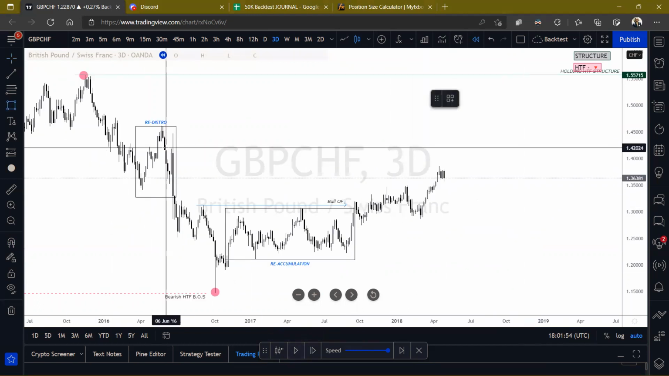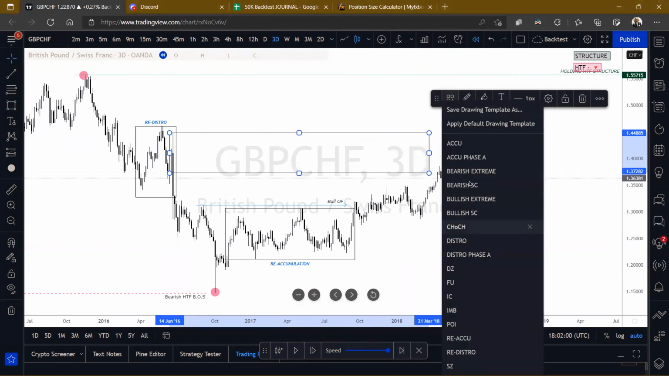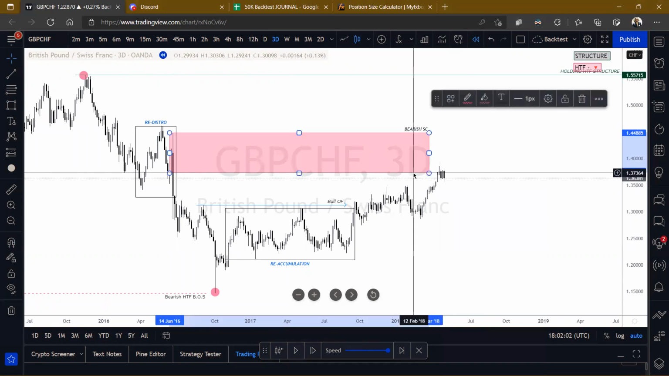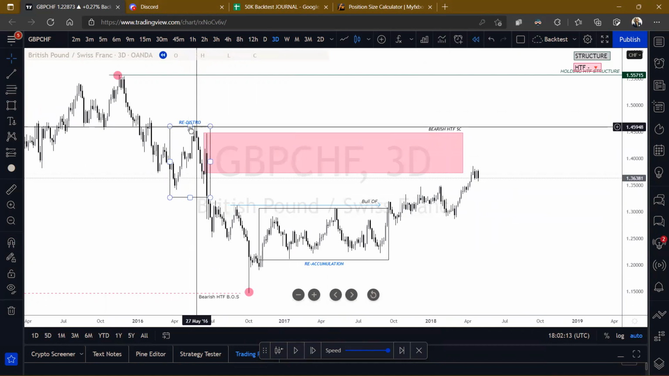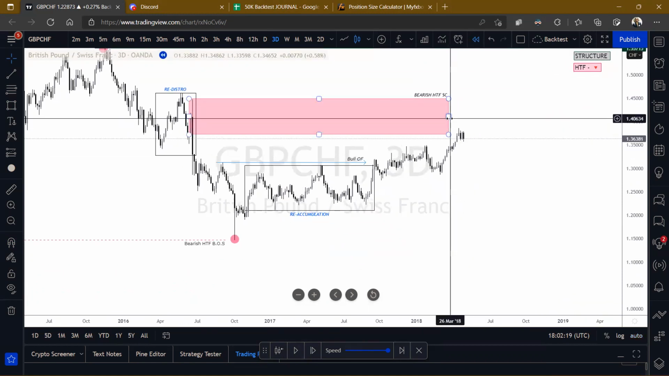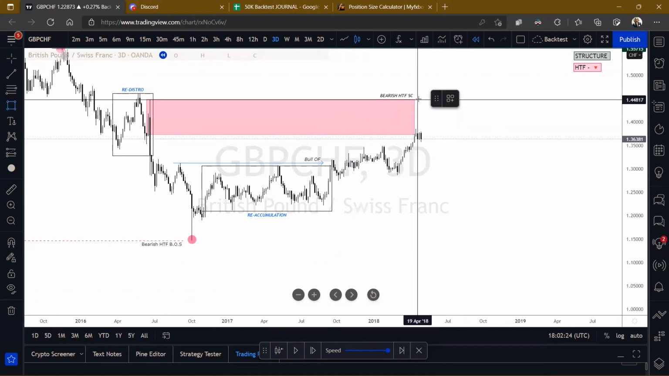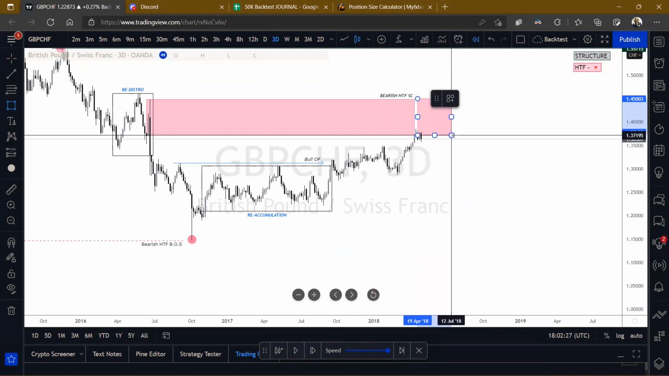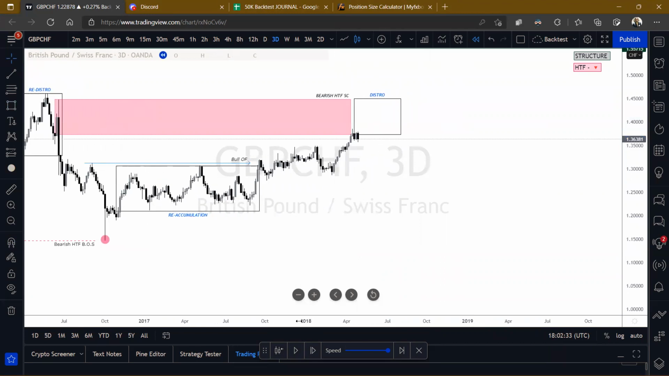Well, we can see price is trading. We'll put the whole range here. This is also what's holding the intraday here as well. Technically, we could also look for distribution in here.